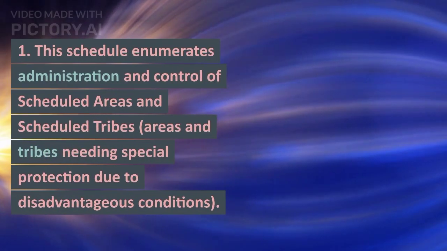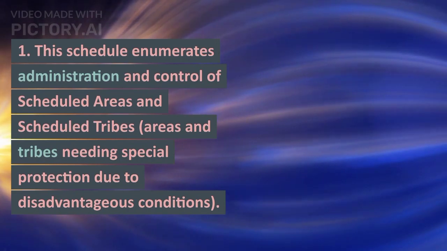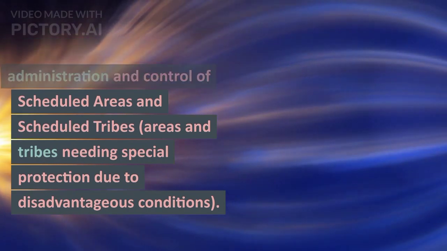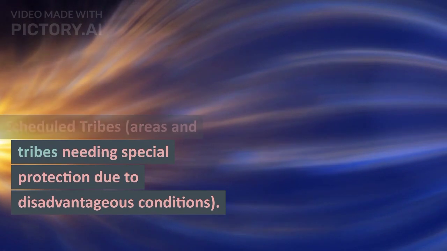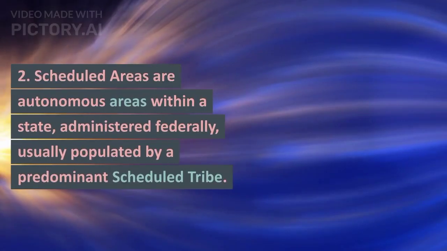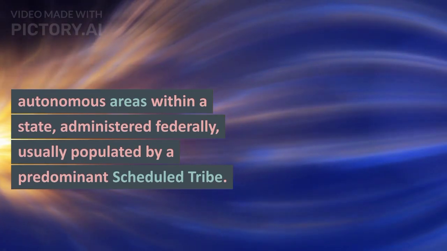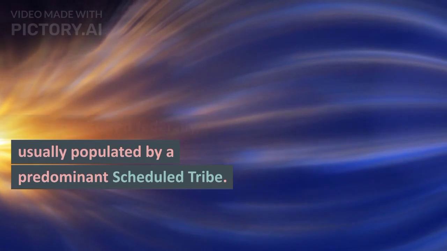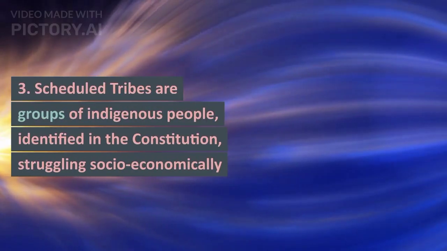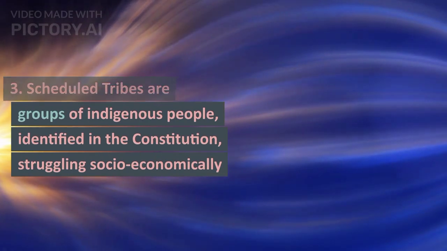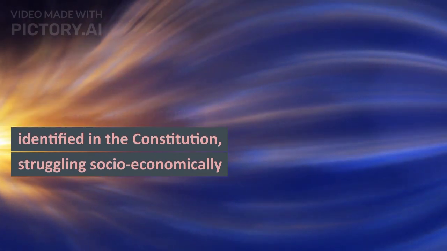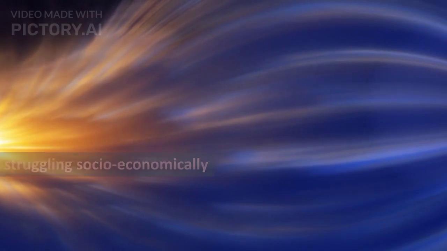Fifth schedule. 1. This schedule enumerates administration and control of scheduled areas and scheduled tribes, areas and tribes needing special protection due to disadvantageous conditions. 2. Scheduled areas are autonomous areas within a state, administered federally, usually populated by a predominant scheduled tribe. 3. Scheduled tribes are groups of indigenous people, identified in the Constitution, struggling socio-economically.